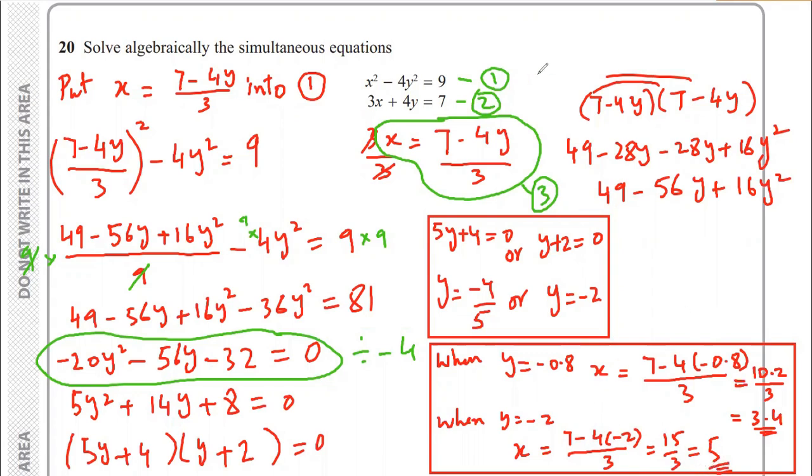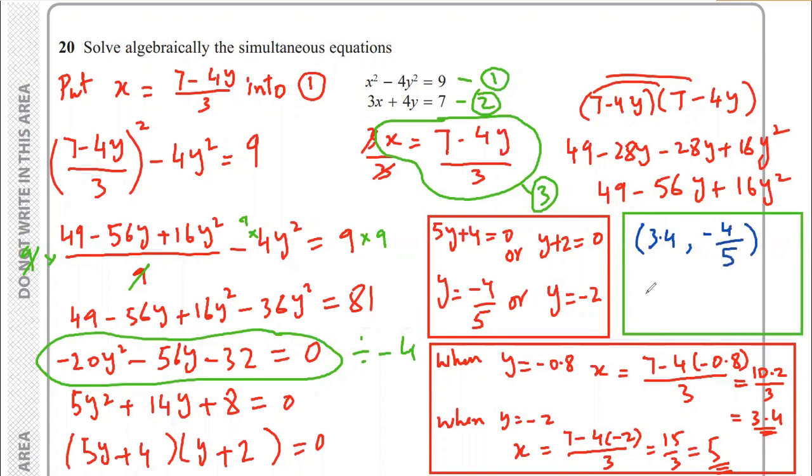Right, so what are the two pairs of values which I get? First one is, we can say that when x is 3.4, y will be minus 4 over 5 or minus 0.8, and the other value will be when x is 5, y is minus 2. So these two are the solution sets. These two are the points where these equations actually intersect each other.